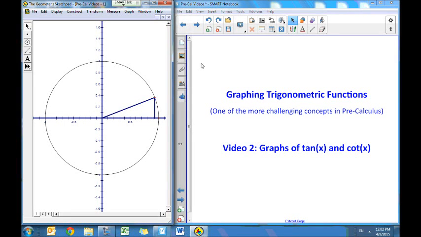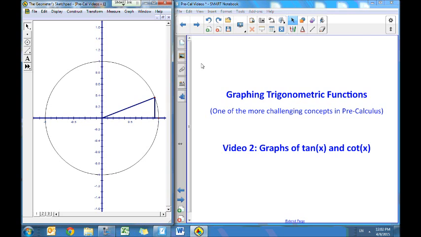This is the second video in a series of videos about graphing trigonometric functions. In my opinion, this is one of the more challenging concepts in pre-calculus. In the first video, we focused on how to graph sine of x and cosine of x. And in this video, we will focus on graphing tangent of x and cotangent of x.